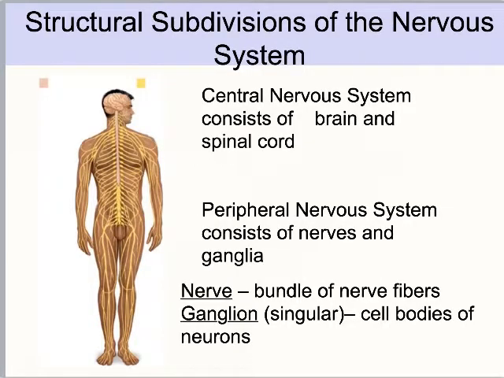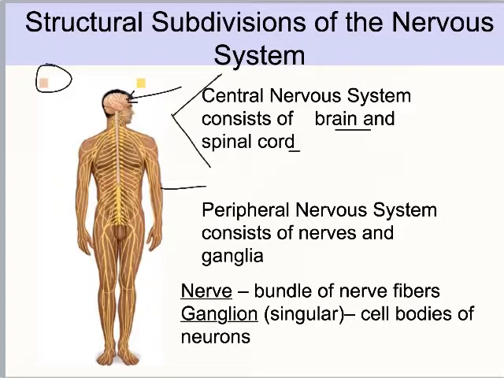Okay, so the structural or anatomical subdivisions of the nervous system consist of the central nervous system, which is the brain and the spinal cord, and they're shown in this peachy color over here. And then the peripheral nervous system, which is yellow. Okay, so the peripheral nervous system is everything outside of the brain and the spinal cord. So it consists of nerves and it consists of ganglia.